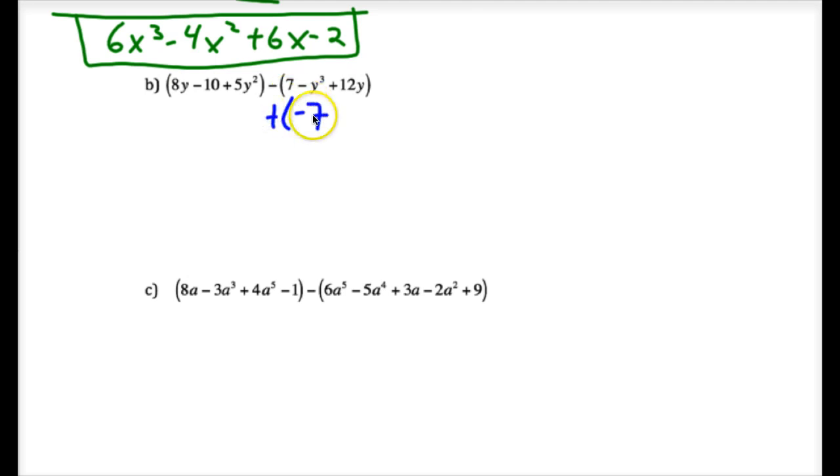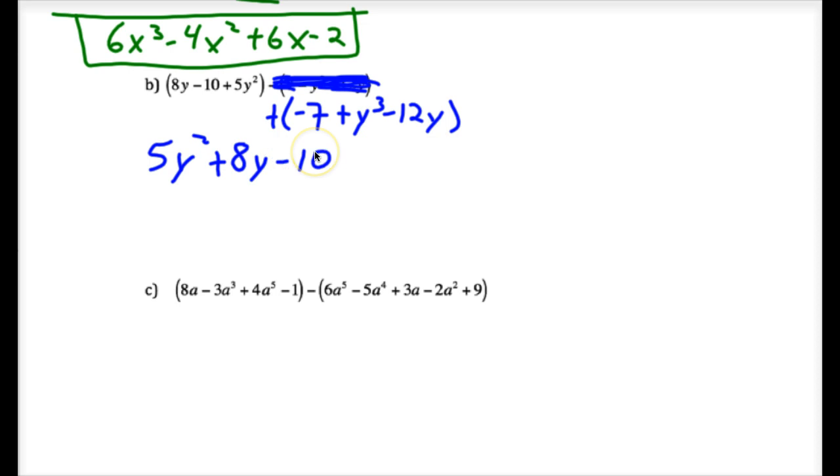Plus negative 7 plus y cubed minus 12y. Basically distributing a negative 1 sign. You guys know how to do that. Okay? Standard form, 5y squared plus 8y minus 10. We're not missing any terms there.